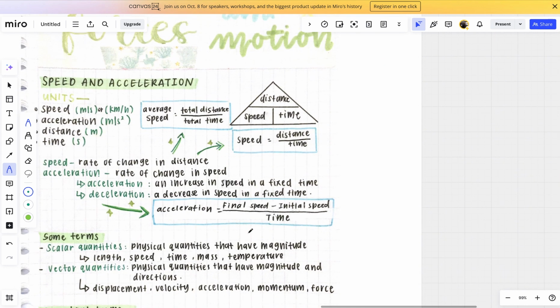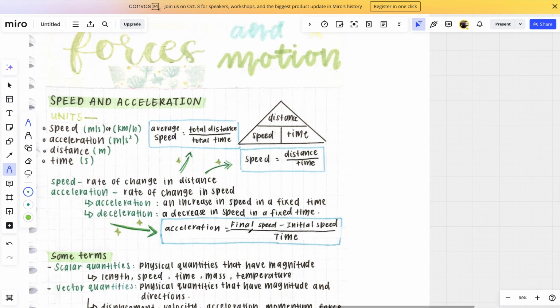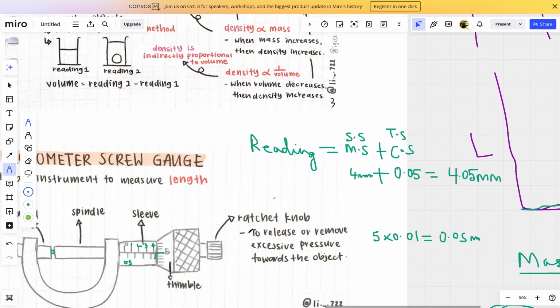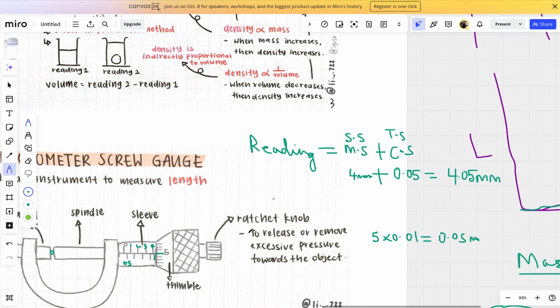The next one we're going to go to is force and motion. We study speed, acceleration, distance, displacement, and so on. So with this, we come to the end of chapter 1. We'll be taking chapter 2 in our next class.